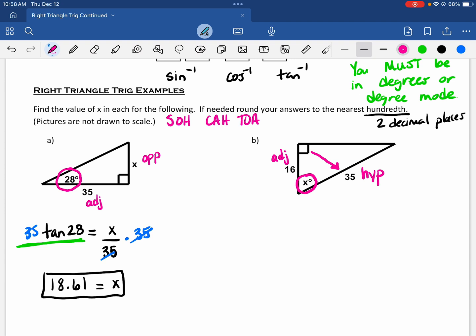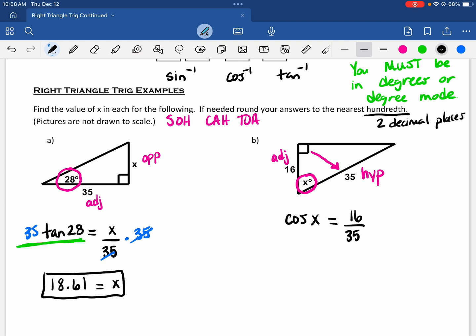I have that A and I have the H. If I look at my SOHCAHTOA, A and H are next to C. C stands for cosine. So when I set this one up, it's going to be cosine of my angle, which is x, equals, A comes first, so that's going to go on the top. That's 16. Then H is 35.